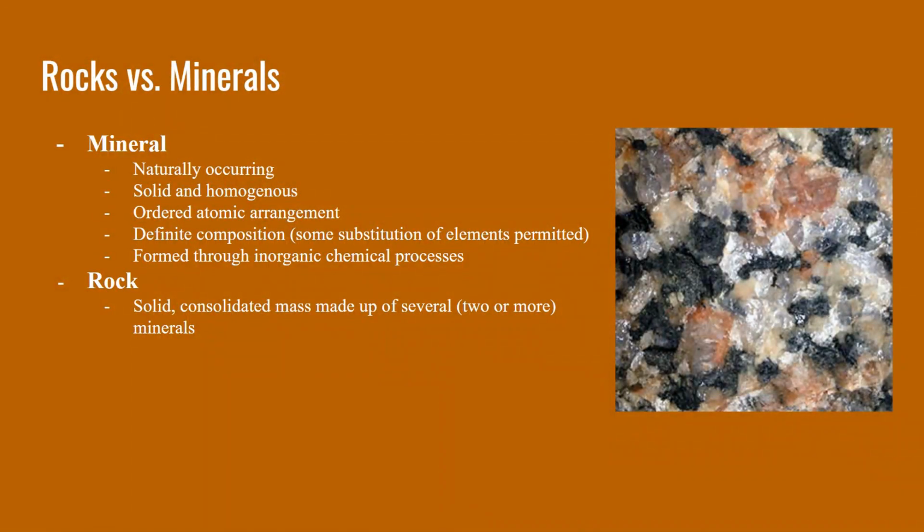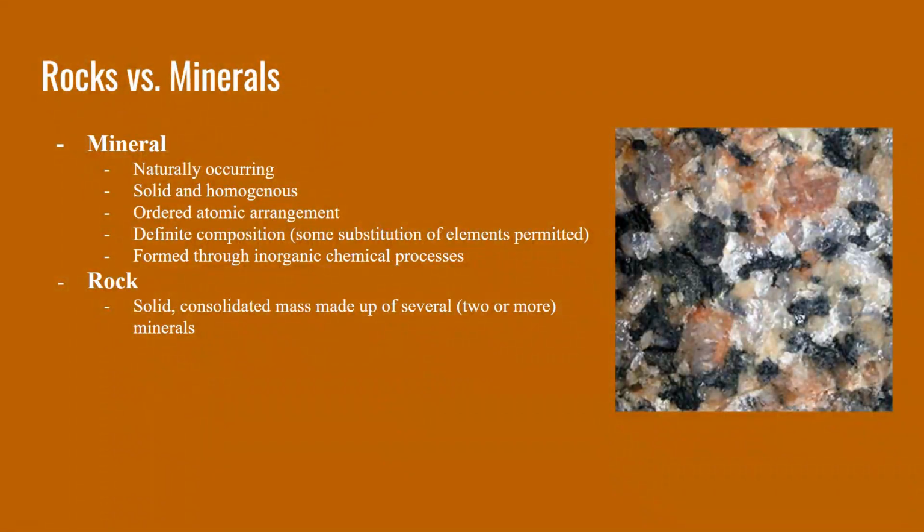So, things like quartz or feldspars would be minerals. Some of you might look at this and think, well, something like ice is a mineral too because it fits all these criteria, and yes, you're technically correct. Ice is a mineral. So why do we say that? Well, rocks are basically big, solid, consolidated masses made up of several minerals.